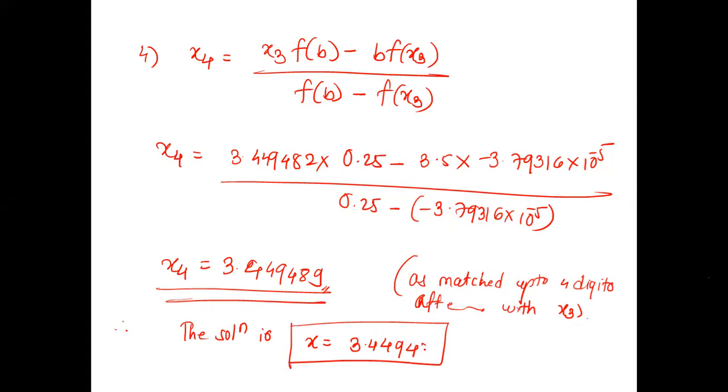We can also write up to 8, it is matched, so we can write up to 8. Done. The solution is this. Clear? That is the Regula Falsi method. Any doubt, please ask, so that we can go to the next question. Okay, we'll see the next question.